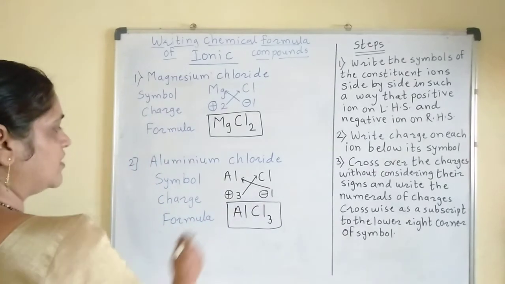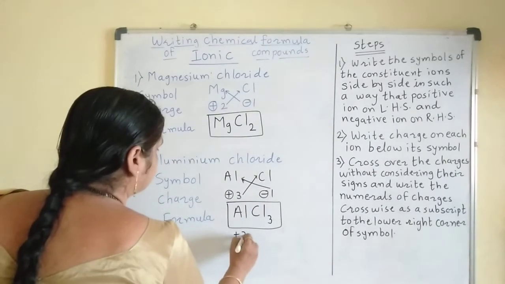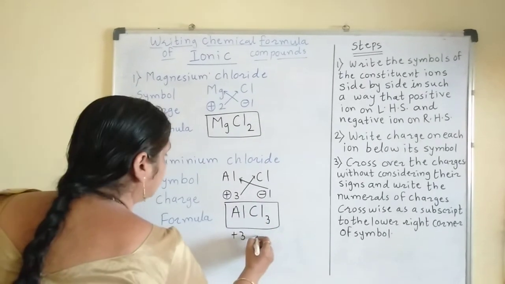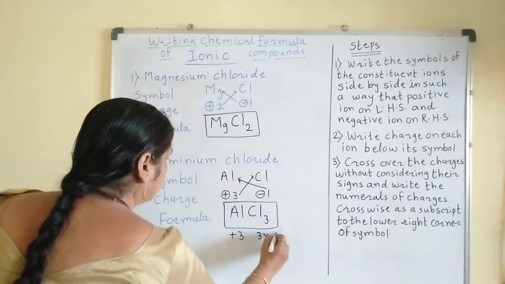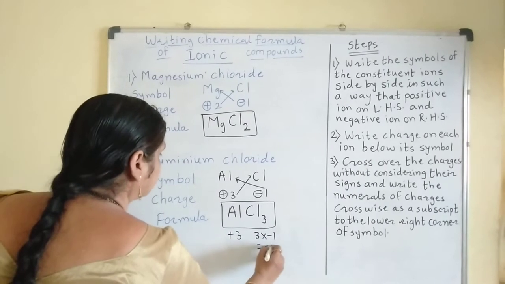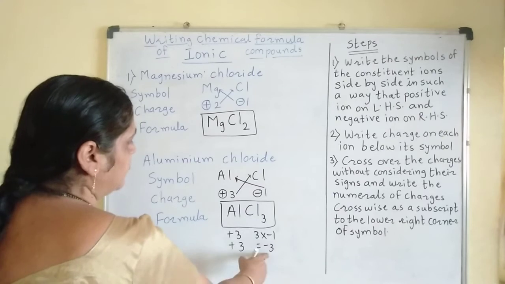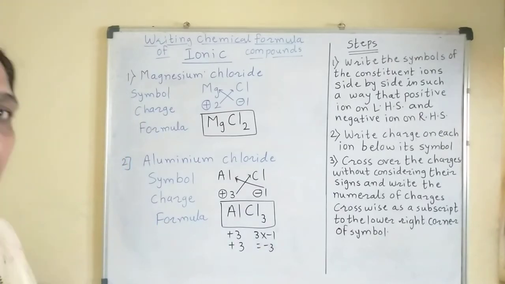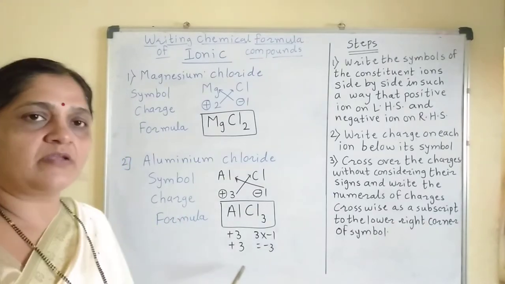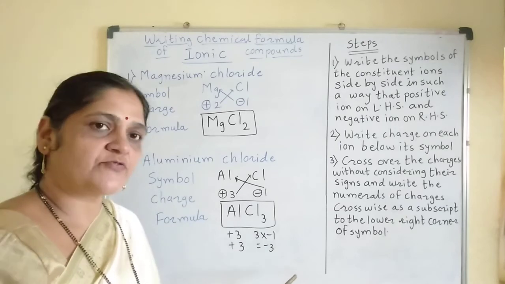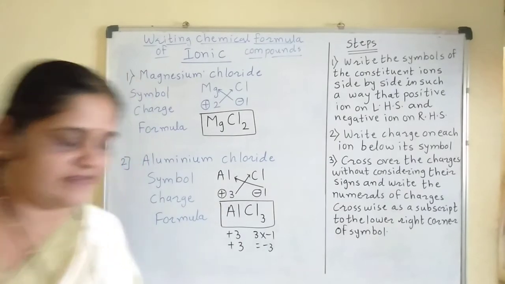Now here the total positive charge on aluminium is +3 and the total negative charge on the 3 chlorine will be 3 multiplied by -1, so it is equal to -3. So here the total positive charge of aluminium will be balanced by the total negative charge of the chlorine. In this way the total number of positive charges is equal to the total number of negative charges. Now student, we will take more examples.